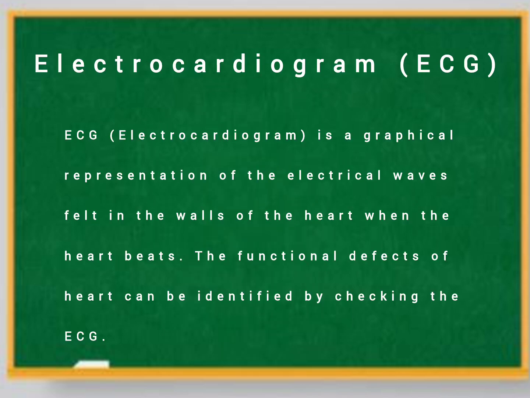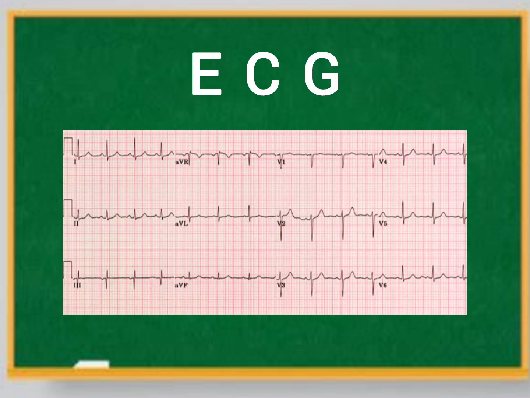Now we can look at the electrocardiogram. It is called ECG. It is used to identify functional defects of the heart. It is the graphical representation of the electrical waves felt in the walls of the heart when the heart beats. So this is the electrocardiogram and the graphical representation of it.